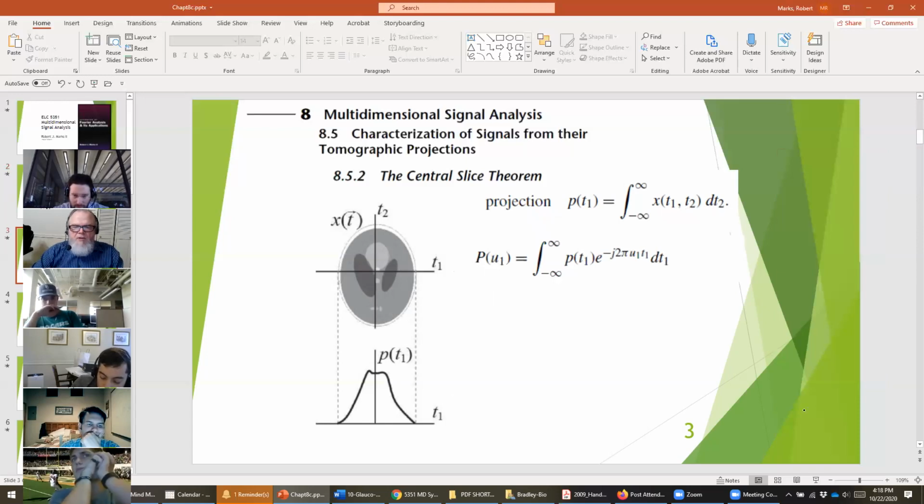Well, let's just play around with the math a little bit and see what happens. And we come up with something called the central slice theorem, which is kind of a show-stopper result.